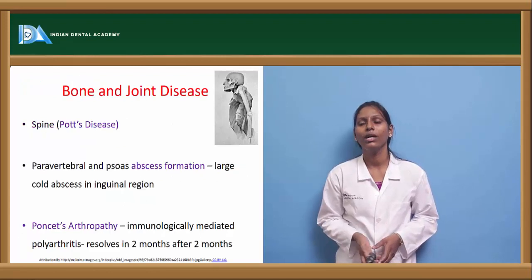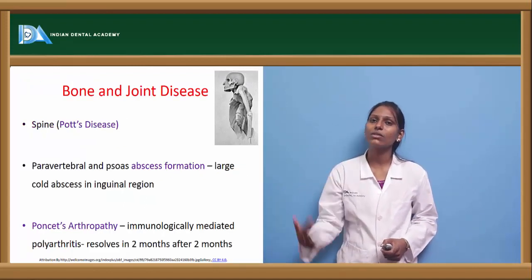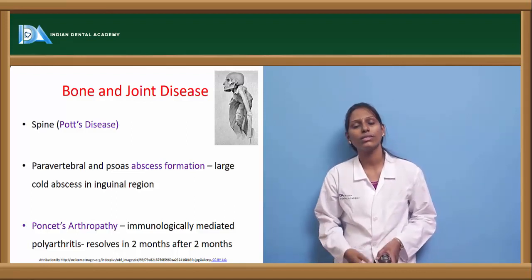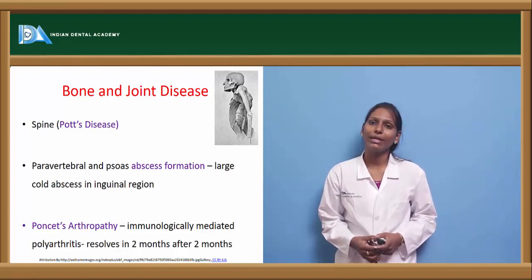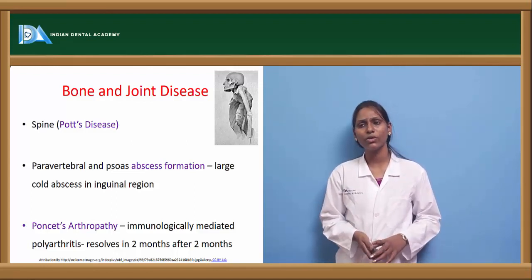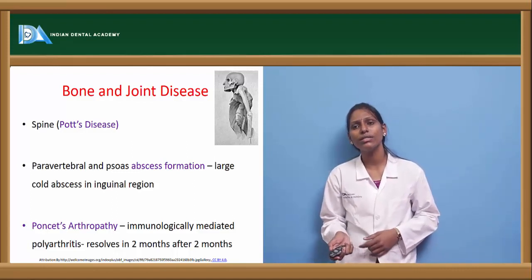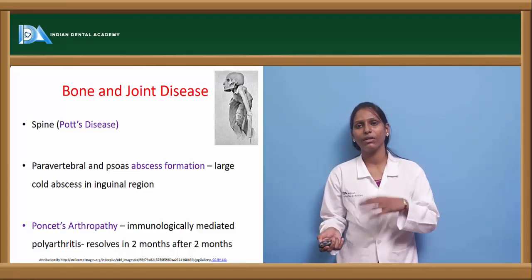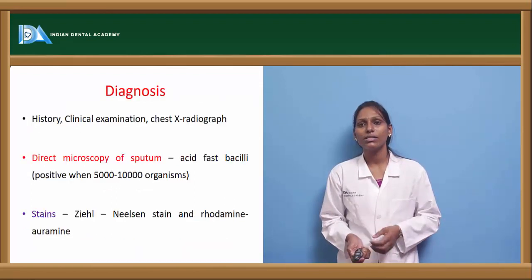Coming to bone and joint disease, usually it affects the spine and it is called Pott's disease. In this condition, there will be paravertebral or psoas abscess formation, which are large cold abscesses seen in the inguinal region. Poncet's arthropathy can also be seen. It is an immunologically mediated polyarthritis. Usually it results about 2 months after the initial infection. This is called Poncet's arthropathy.